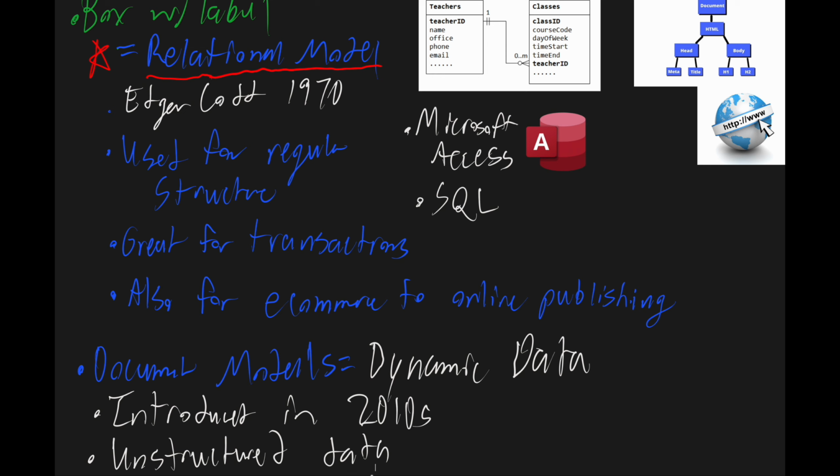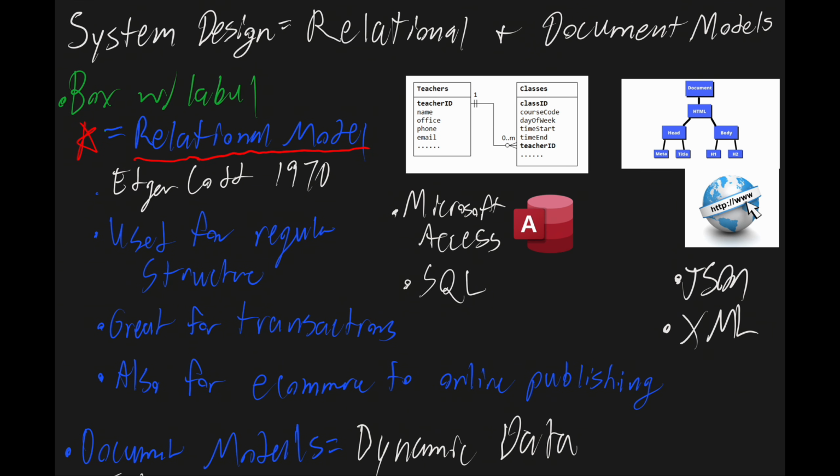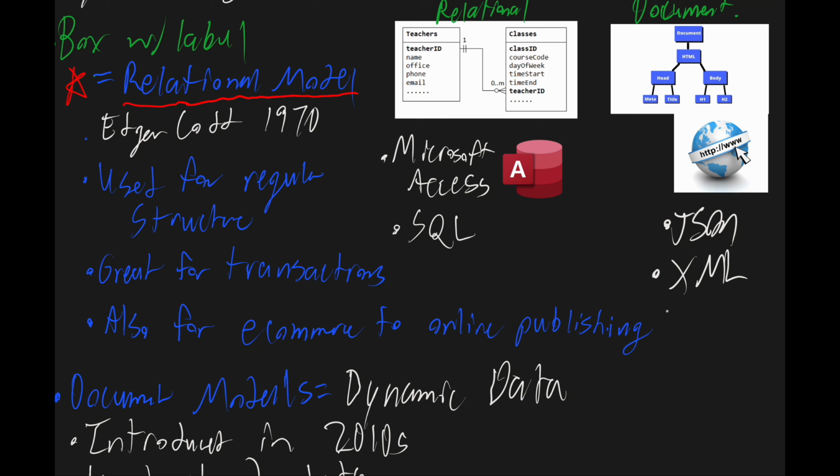relaxes the strict schema of relational databases, and the data is stored specifically in self-contained documents such as JSON or XML. So JSON for documents and XML for relational. Databases are here, and then document. Coinciding over here. And that's also including NoSQL.